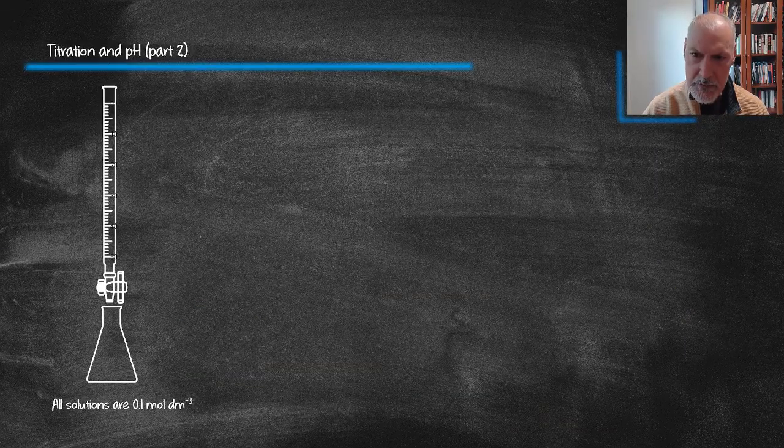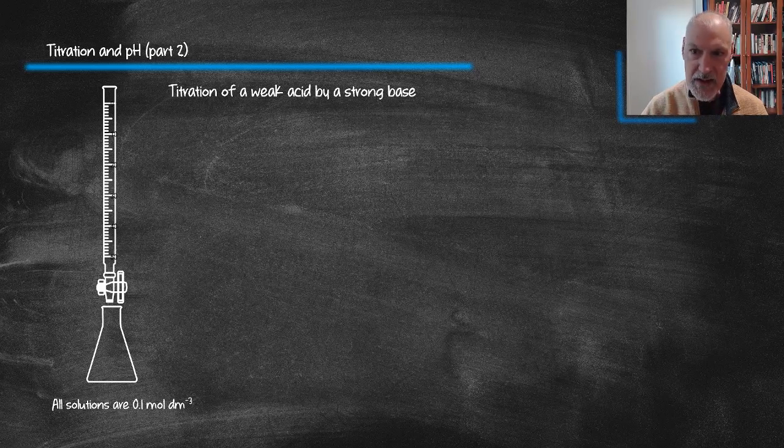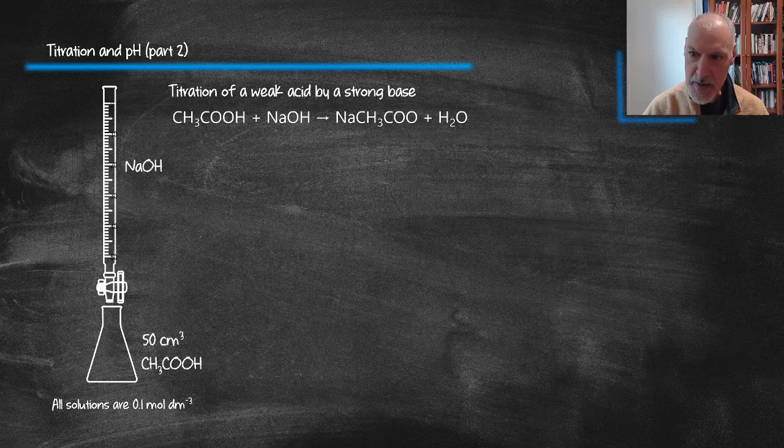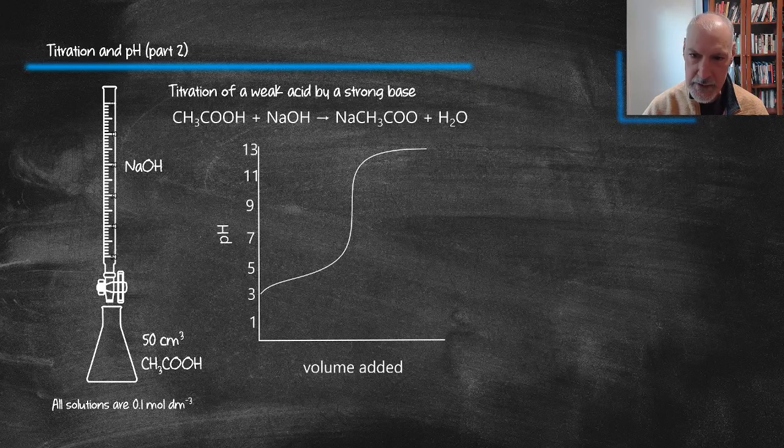Now we're going to look at various combinations of strong and weak acids or bases. So let's start with a weak acid, and the weak acid that I'll use in this case is ethanoic acid with a strong base. So this would be our reaction. Again, I'm putting the strong base up above and my weak acid down below in the Erlenmeyer flask. Here's what the pH curve looks like. I'll highlight a few of the differences.